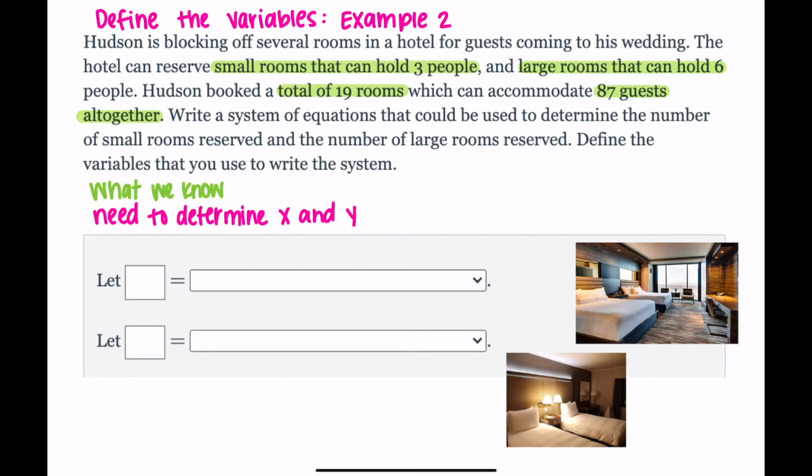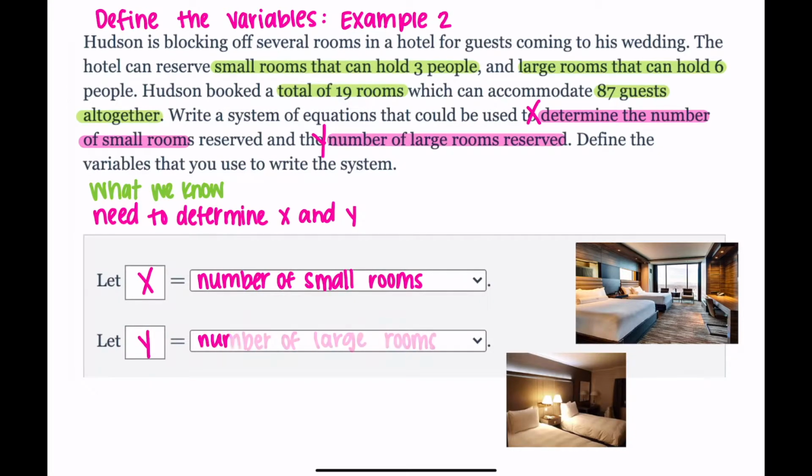So we're going to be looking for, in this problem, determining the number of small rooms and the number of large rooms. So that's going to be our x and our y. So again, x is going to be the number of small rooms, and y is going to be the number of large rooms.